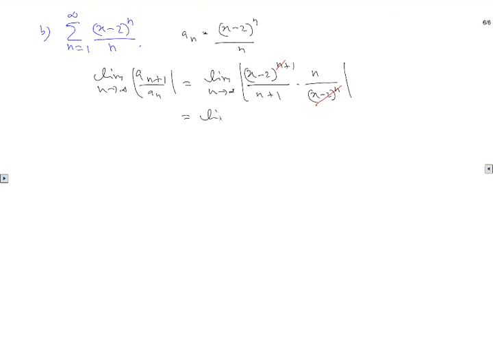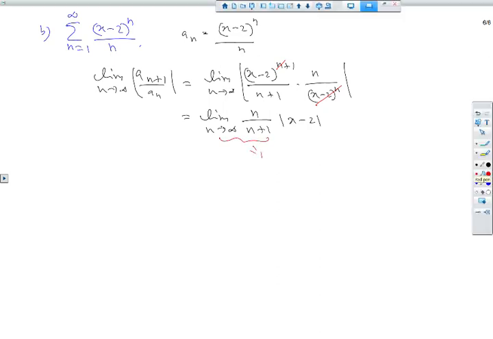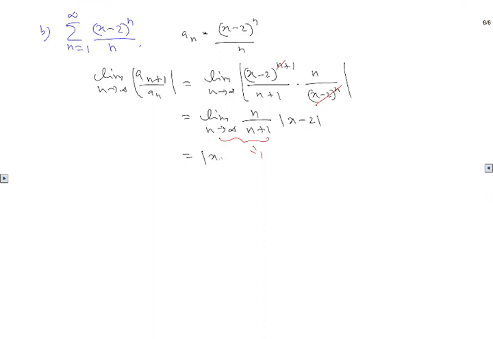So that means you end up getting the limit as n goes to infinity of n over n plus 1, which is positive, so I pull it out, and then we leave the absolute value of x minus 2 there because we don't know whether it's positive or negative. Now what happened? We know that the limit of this part is 1, so you simply end up getting the absolute value of x minus 2 in this case.